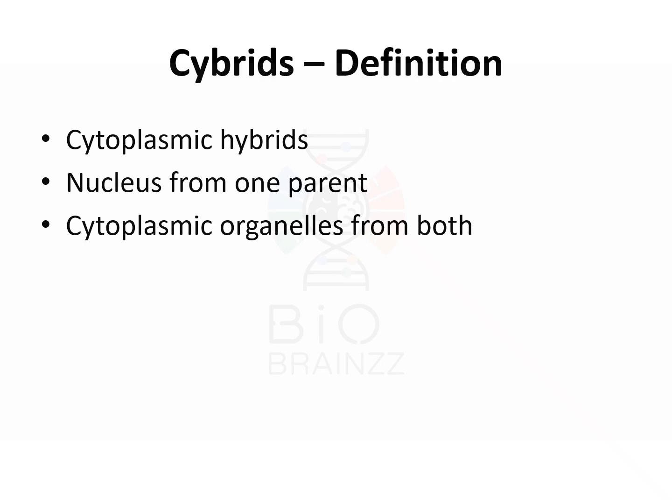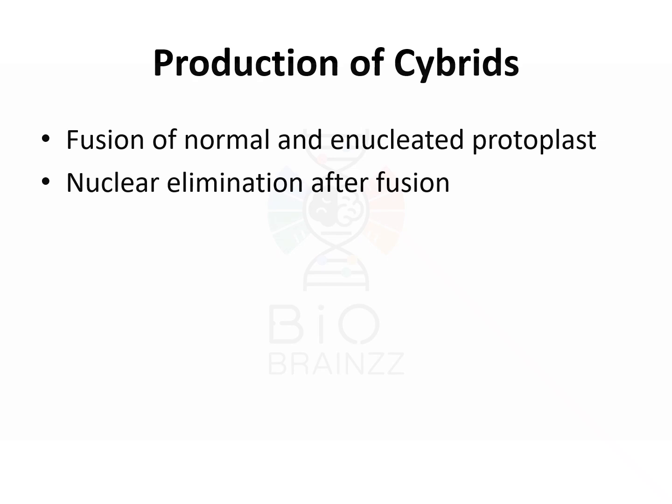Since many important characteristics such as cytoplasmic male sterility are controlled by mitochondrial genes, cybrids play an important role in plant breeding programs. Cybrids are produced by fusing a normal protoplast with an enucleated protoplast, a cell from which the nucleus has been removed. Alternatively, after fusion, one of the nuclei may be selectively eliminated or lost during cell division.